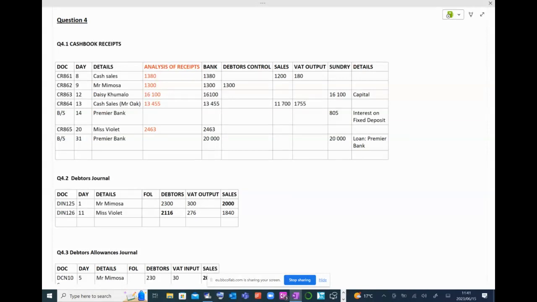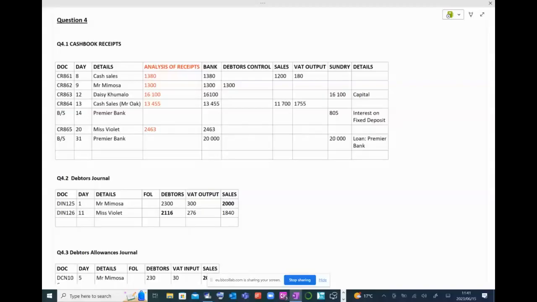Number two, DCN, duplicate credit note, which is then debtors allowance journal. Next one, CR, which is going to go to your cash receipts journal, because it is cash sales, and they wrote CR. Next one, DIN, debtors journal. Next one, CR, cash receipts journal.